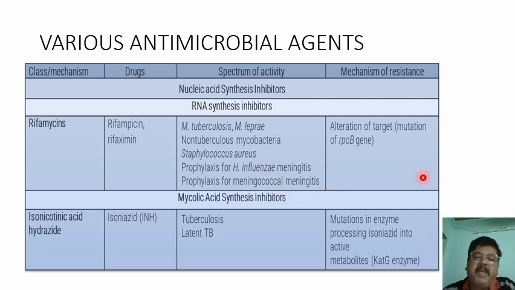Then mycolic acid synthesis inhibitors, INH, used for tuberculosis and latent tuberculosis. So here, how is the mechanism of resistance? Mutation in the enzyme processing isoniazid into active metabolites, the KatG enzyme.